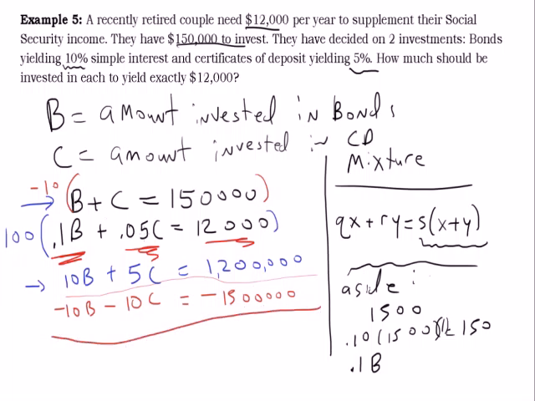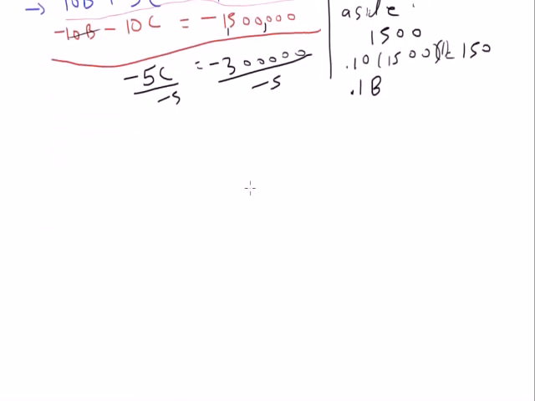Let's go back to black. The 10b's: 10b plus a negative 10b, that's 0. 5c plus a negative 10c should be a negative 5c. And looking at these two terms over there, I should end up with a negative 300,000. Dividing both sides here by a negative 5, I should see that C will work out to be 60,000.